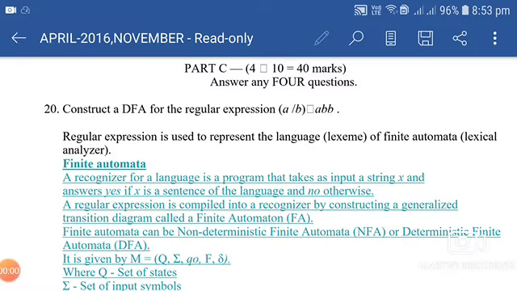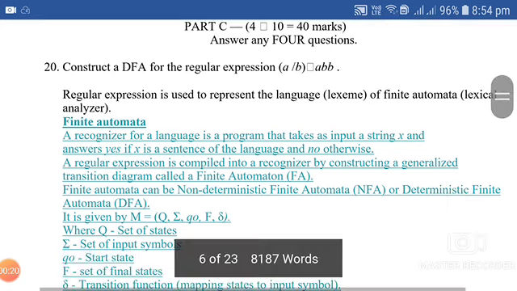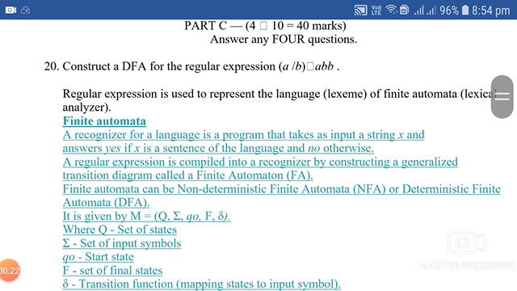Now we are moving to part C questions of the University question paper April 2016 of compiler design. The 20th question is: construct a DFA for the regular expression (a|b)*(a|b). Regular expression is used to represent the language of finite automata. Finite automata is a recognizer for a language.